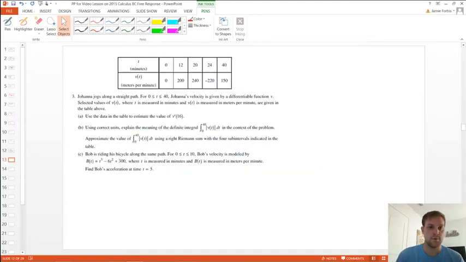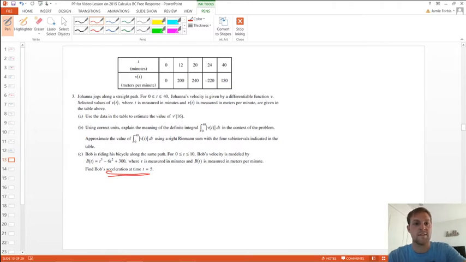And C, so now we're talking about some different person. Instead of Joanna, we're talking about Bob, and he's now riding his bicycle along the same path. And he's doing this for, looks like 0 to 10 minutes. Bob's velocity is modeled by some equation, t cubed minus 6t squared plus 300, where t is measured in minutes and b of t is measured in meters per minute. Okay, find Bob's acceleration at time equals 5.